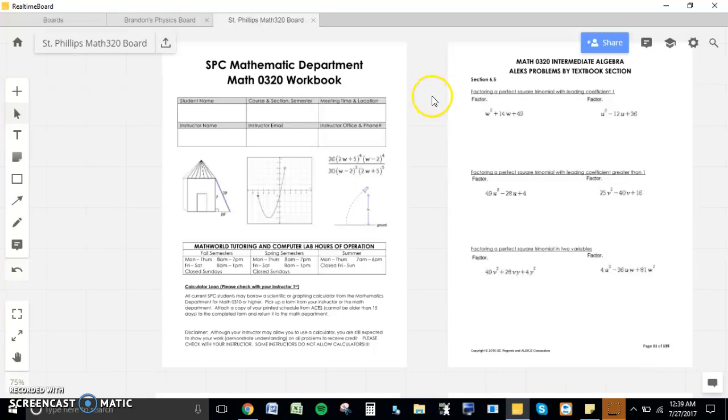This is going to be in preparation for quiz number 1 that's coming up, so definitely get in as much practice as you need to make sure that you're ready for the quiz coming up.